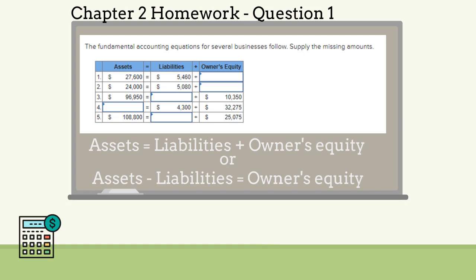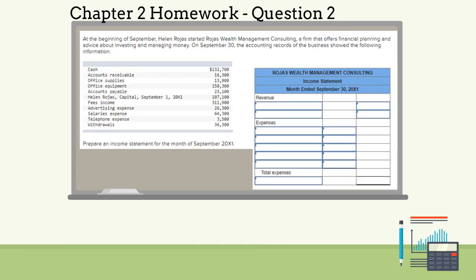So what do we need to do for this question? We need to enter the missing amount. Let's look at the first line. 27,600 minus 5,460 equals 22,140.